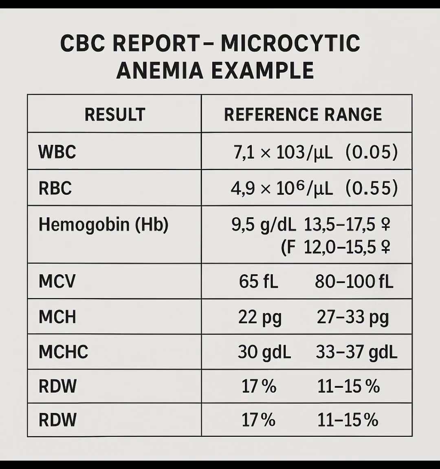That's the first example of CBC. WBCs are normal, RBCs are okay. Hemoglobin is 9.5, which is anemia. And then the next step I would say is MCV. The normal MCV is 80 to 100. This patient is 65. So this patient has the microcytic anemia. Then you will think about the reasons.